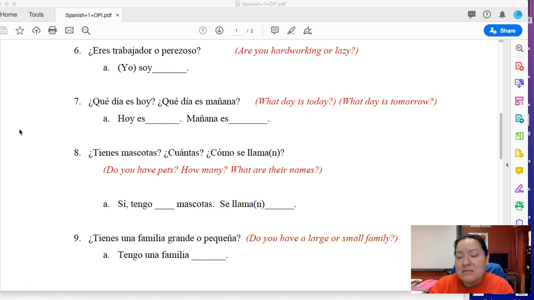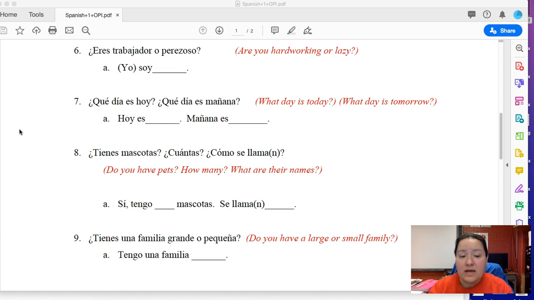So if you ask me, ¿tienes mascotas? Sí, tengo mascotas. ¿Cuántas mascotas tienes? Pues yo tengo dos mascotas. Okay. ¿Cómo se llaman tus mascotas? Se llaman Izzy y Remy. Okay, and so you would just give both names.